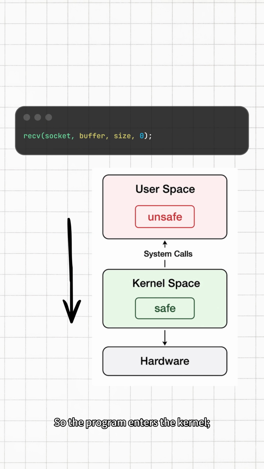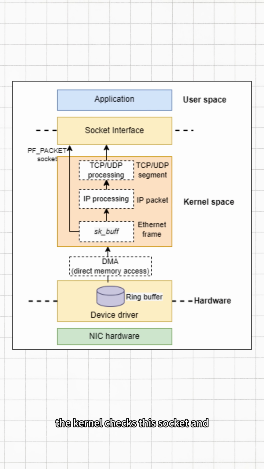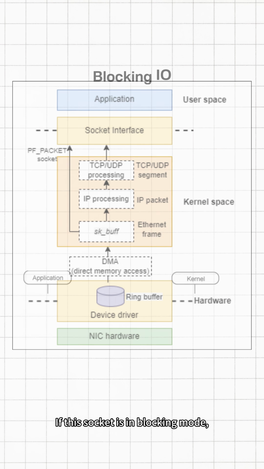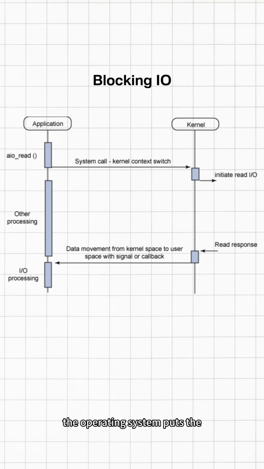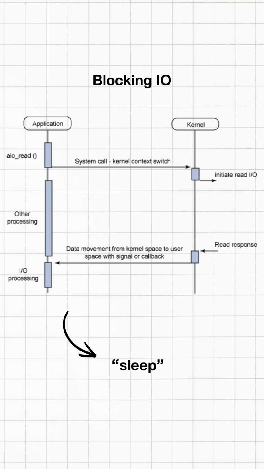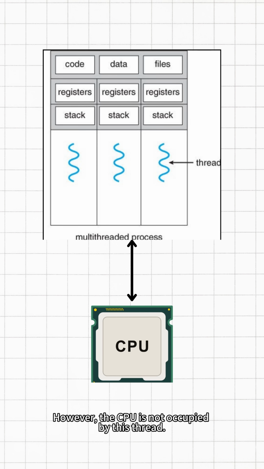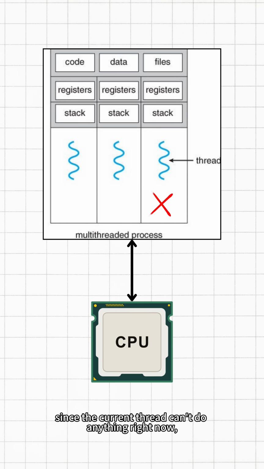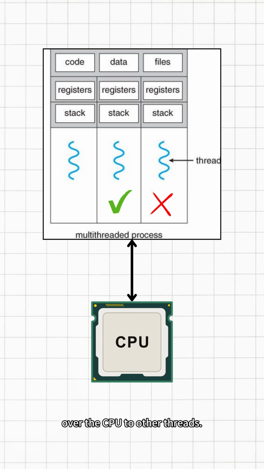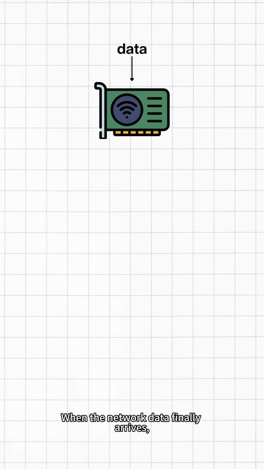So the program enters the kernel. The kernel checks this socket and finds that there is no data. If this socket is in blocking mode, the operating system puts the current thread into a sleep state. However, the CPU is not occupied by this thread. On the contrary, since the current thread can't do anything right now, the operating system can hand over the CPU to other threads. When the network data finally arrives, the network interface card receives the data.